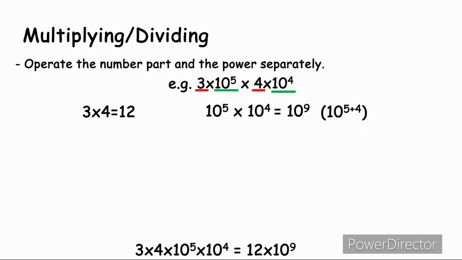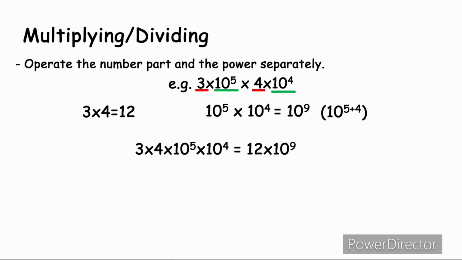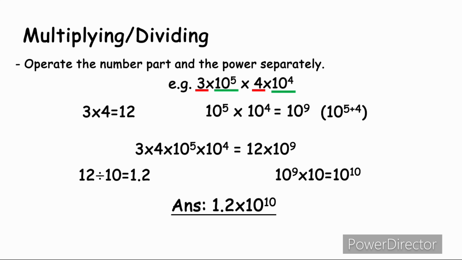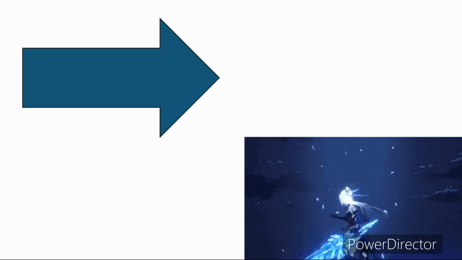We then combine both results back for 12 times 10 to the power of 9, but that's not it. We divide 12 by 10 to get 1.2 and multiply 10 to the power of 9 by 10 to get 10 to the power of 10, which gives us the exact standard form of 1.2 times 10 to the power of 10. And that's it for this video.